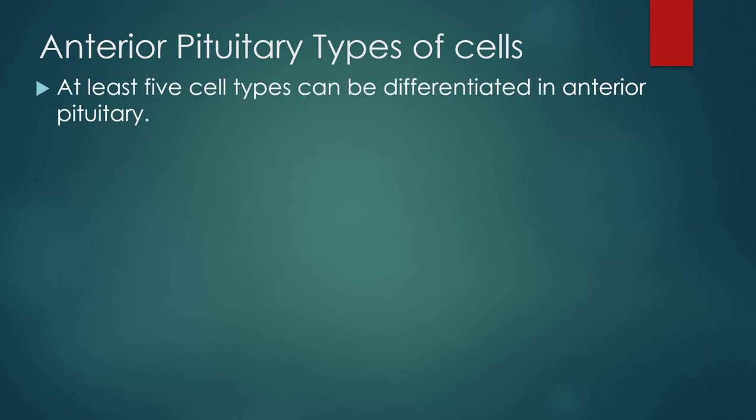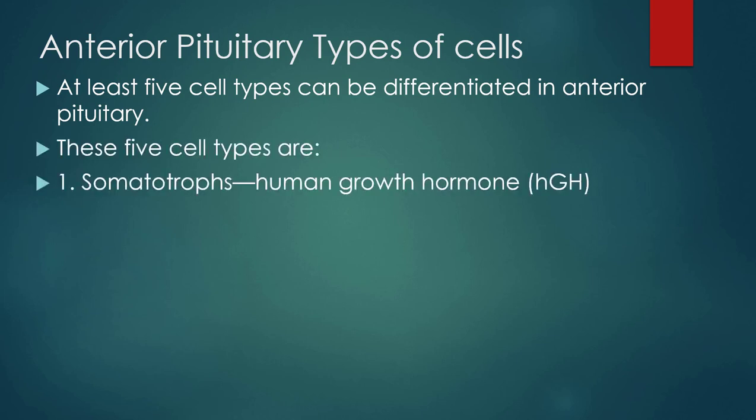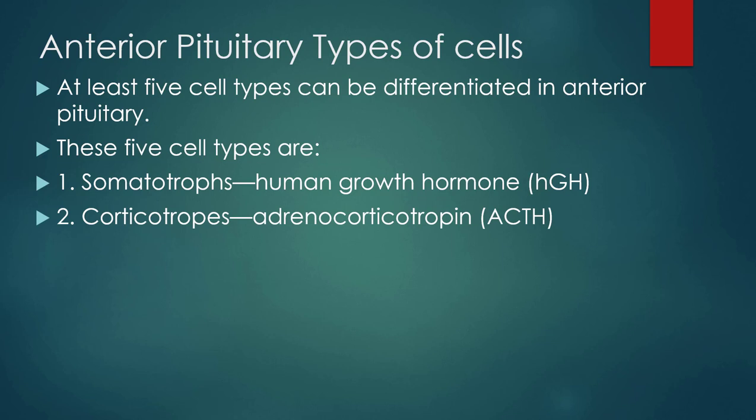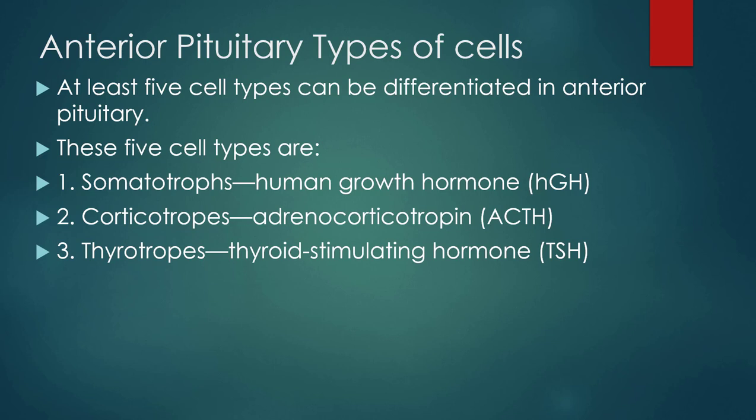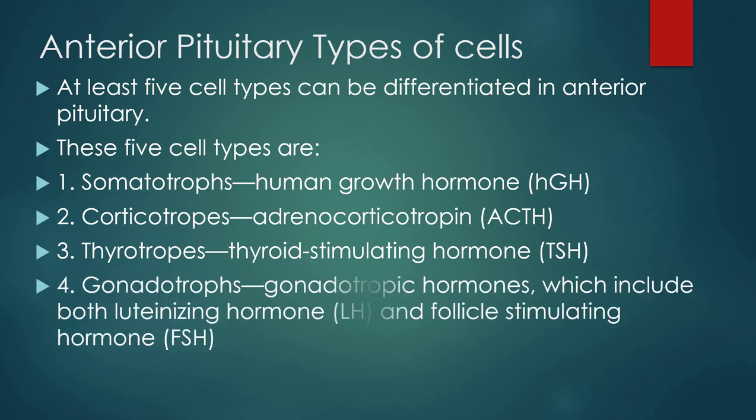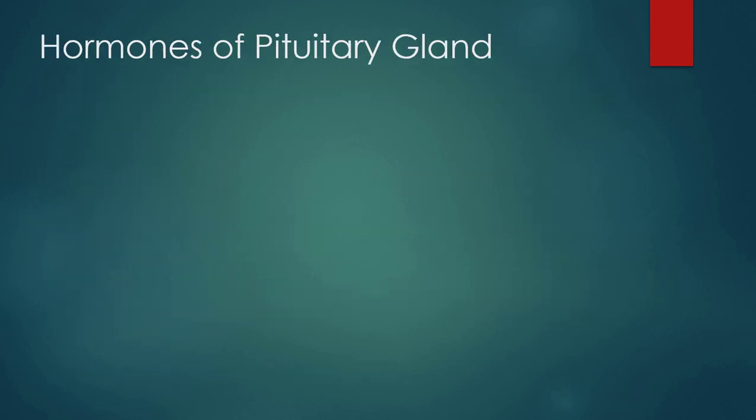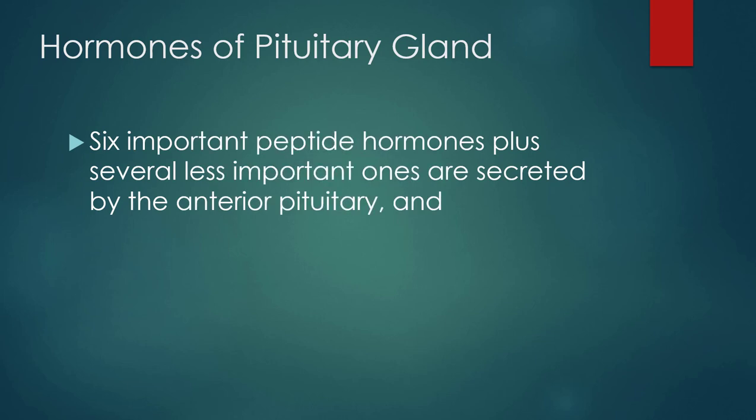Anterior pituitary types of cells. At least 5 cell types can be differentiated in the anterior pituitary. These 5 cell types are somatotropes, which produce human growth hormone; corticotropes, which produce adrenocorticotropin, ACTH; thyrotropes, which produce thyroid stimulating hormone; gonadotropes, which produce gonadotropic hormones, including both luteinizing hormone LH and follicle stimulating hormone FSH; and lactotropes, which produce prolactin.